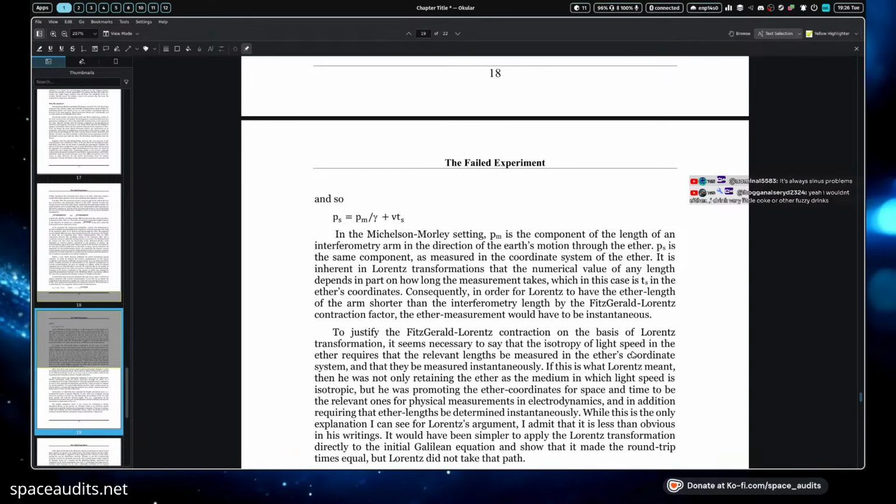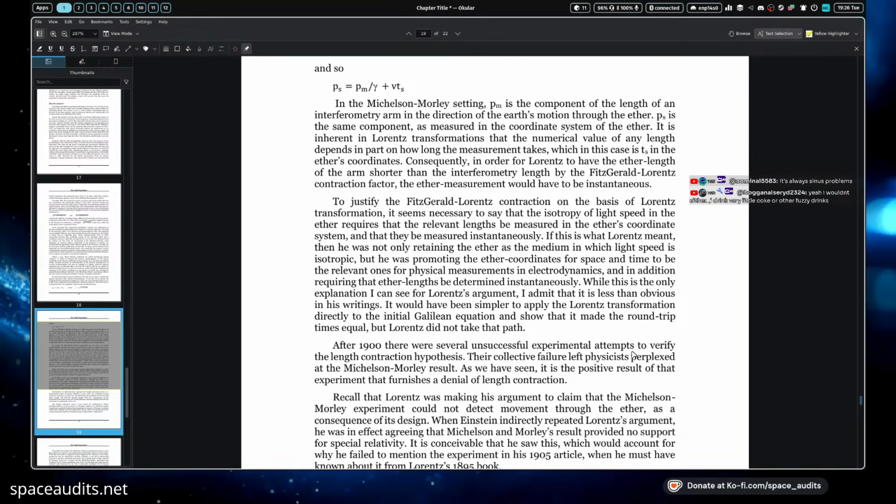And so Ps equals Pm over lambda plus v Ts. In this setting, Pm is the component of the length of an interferometer arm in the direction of the Earth's motion through the ether. Ps is the same component as measured in the coordinate system of the ether. It is inherent in Lorentz transformations that the numerical value of any length depends in part on how long the measurement takes, which in this case is Ts in the ether coordinates.